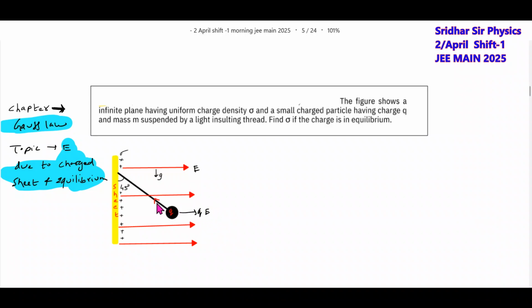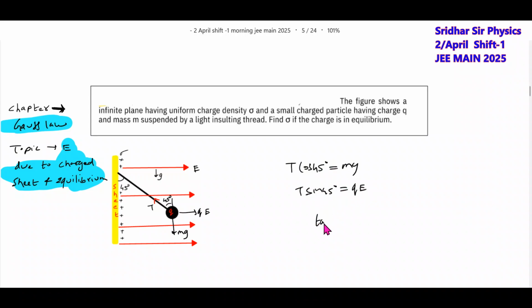Tension, the string will act here. This is T. The weight, mg. Then this angle is 45 degree. Then T cos 45 degree will balance mg. T sin 45 will balance QE.